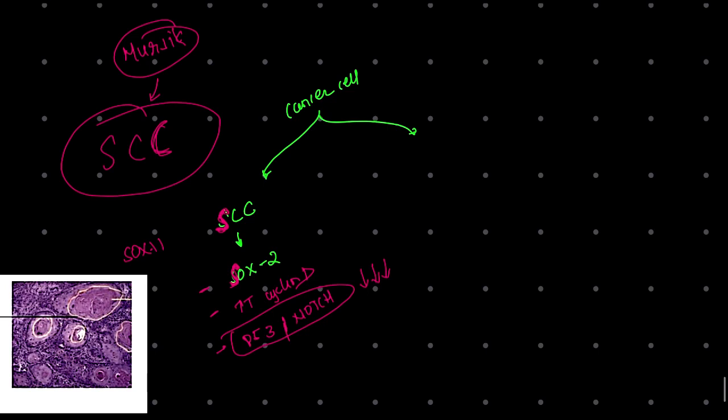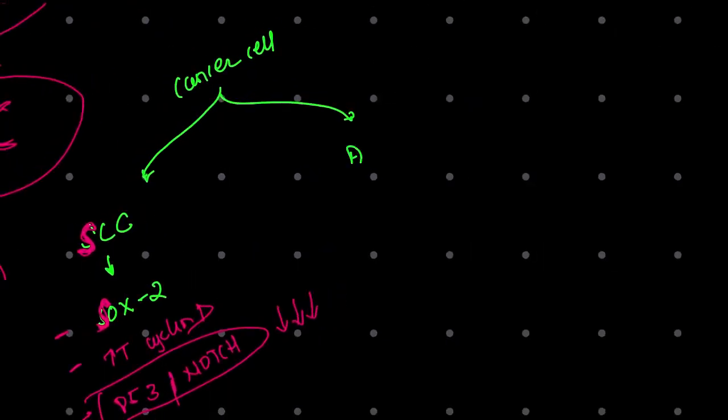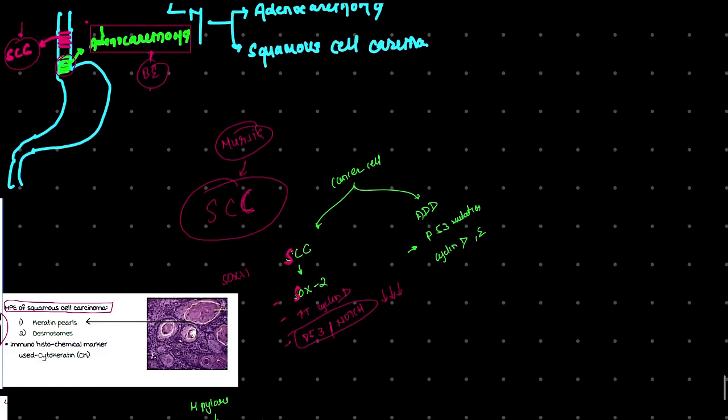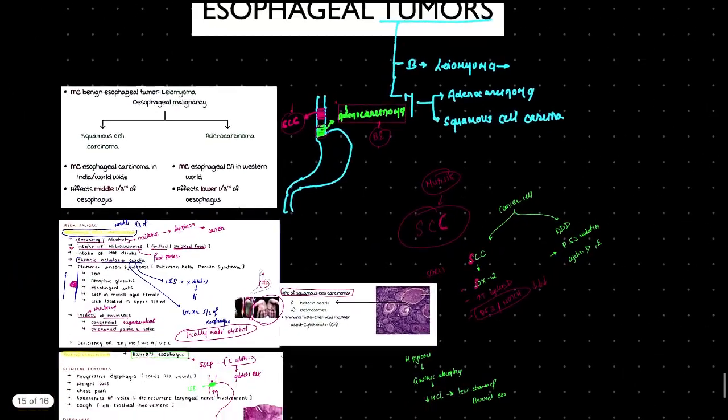Now talking about adenocarcinoma, the thing we need to know here is that early on there will be involvement of P53 mutation, but later, as the condition advances, there will be involvement of cyclin D and cyclin E. This was about genetic mutation in esophageal cancer.